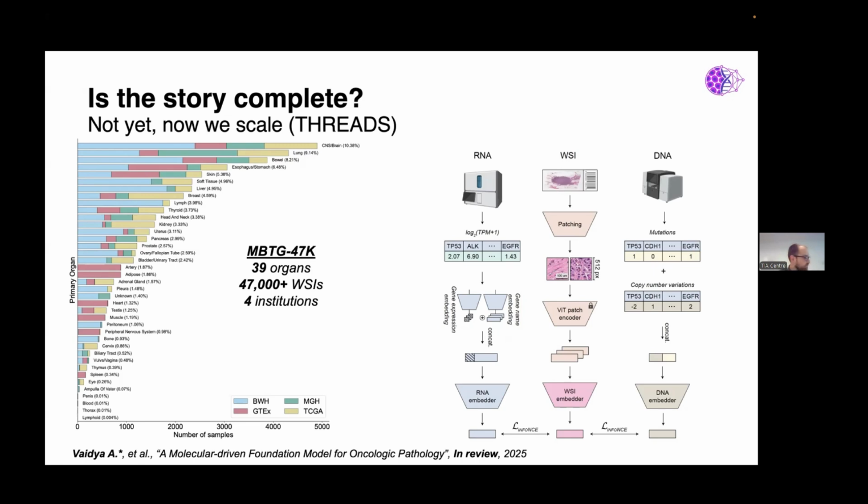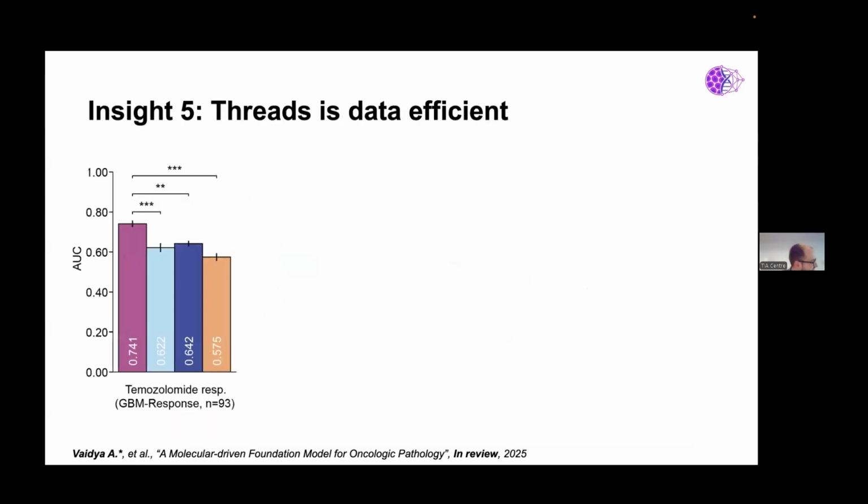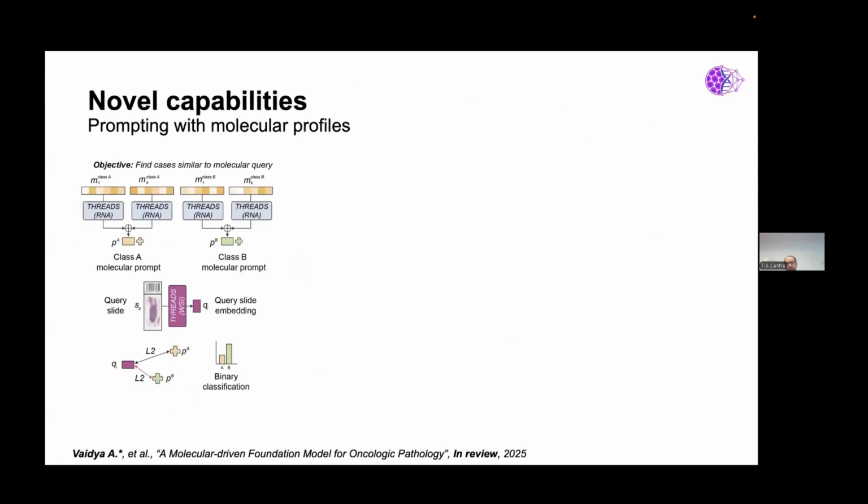Can I ask a quick question as well? So you mentioned the molecular prompting. In what form would you provide a molecular prompt? Like, how would that look like? Yeah, so the molecular prompt is really, you have say two different classes. You have RNA expression for both the classes. You take our threads' RNA arm, which is the scGPT model, which is a standard transformer model, and then you get the class prompts. Does that answer your question?